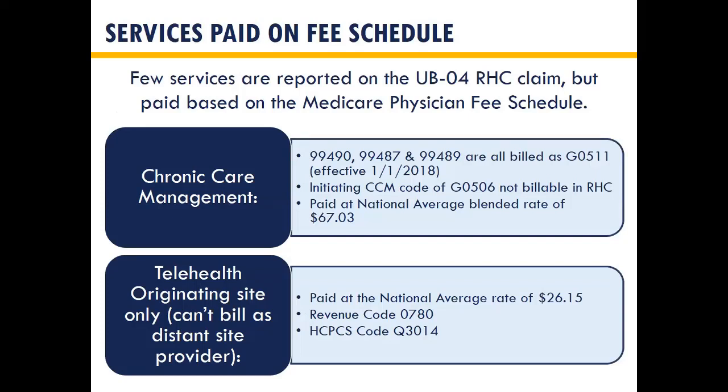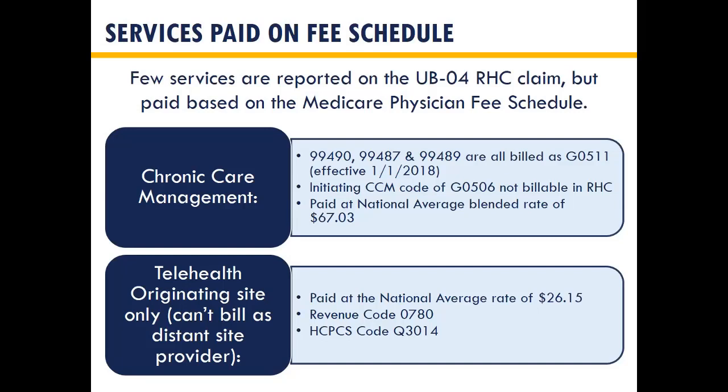There are some services that are paid on the fee schedule. As with many billing rules and regulations, there are always some exceptions. So RHCs can provide chronic care management services, which we bill under CPT code G0511, and you will be paid the national average blended rate of $67.03 for 2019.